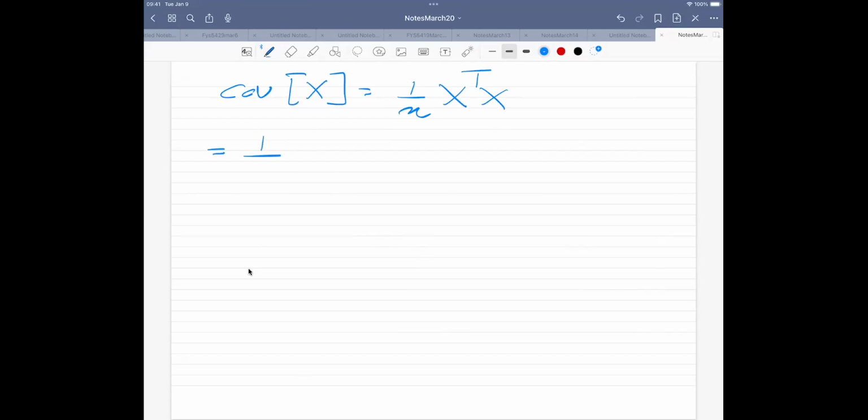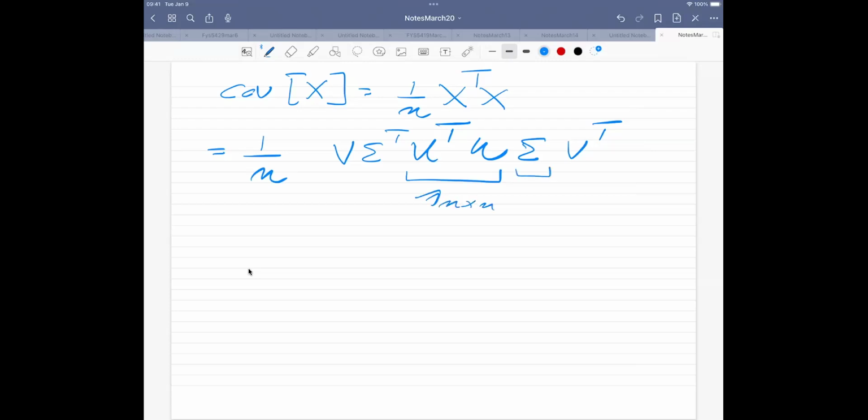So this is 1 divided by n, and then I get V times this matrix Sigma times U transpose, and this is multiplied with U times Sigma times V transpose. So I'm just using the singular value decomposition. Now this matrix here becomes just the identity matrix, n times n. Remember now that this one has dimensionality n times p, and this one has dimensionality p times n.